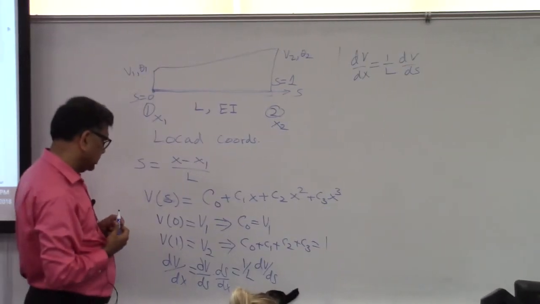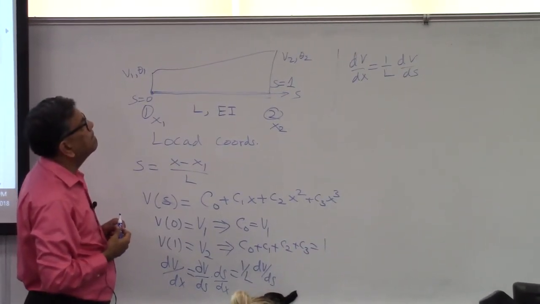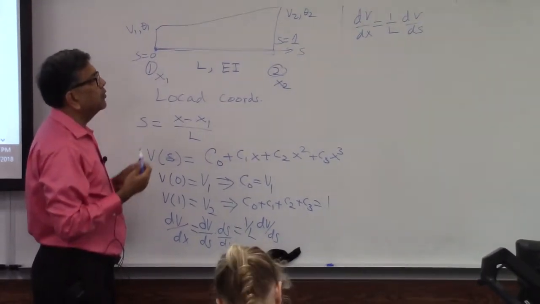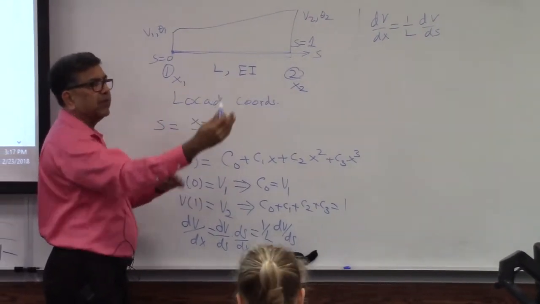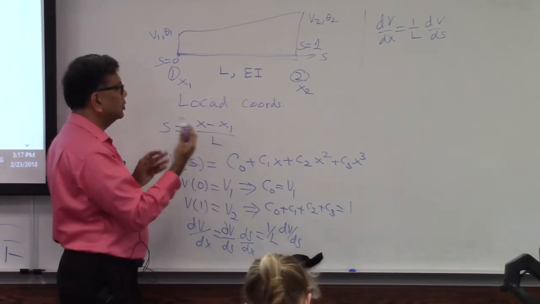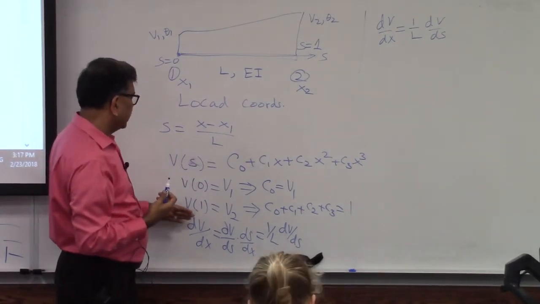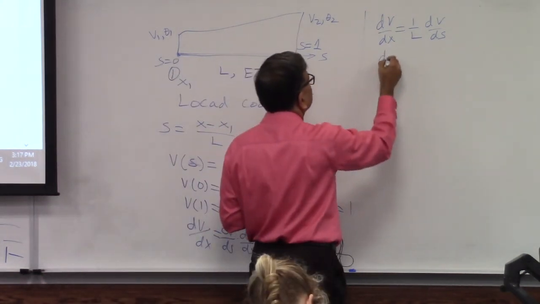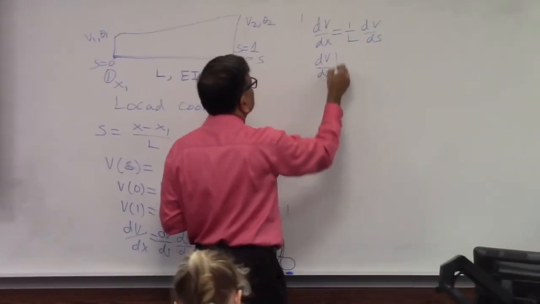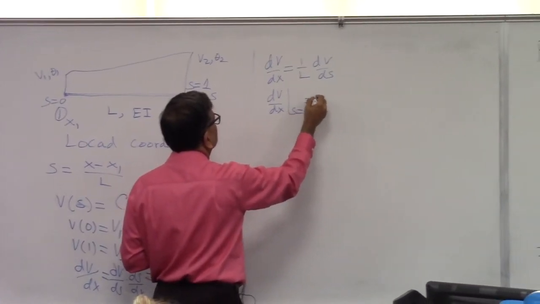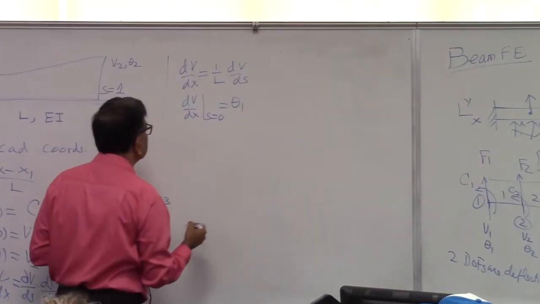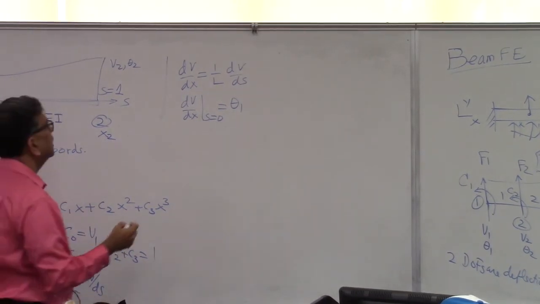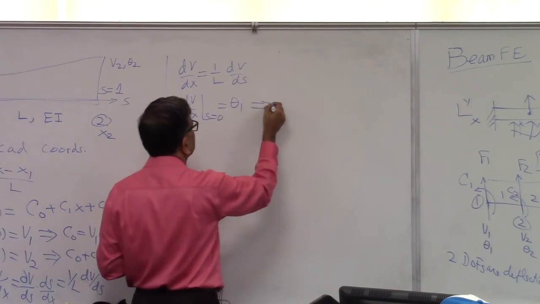I'm not happy with this. Is it correct? Yeah, that's correct. Because our V is always going to be a function of S, so we should be able to go back and forth. So we can do the same thing. So dV/dx at s equal to 0 is equal to theta 1. Okay. So how do we do that? You differentiate this, and then put s equal to 0.